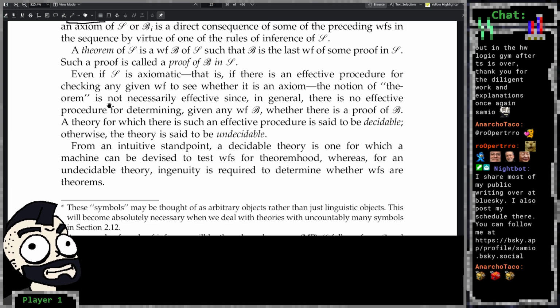Even if the system is axiomatic, that is, if there is an effective procedure for checking any given well-formed formula to see whether it is an axiom, the notion of theorem is not necessarily effective, since in general, there is no effective procedure for determining whether there is a proof of beta in the system. A theory for which there is such an effective procedure is said to be decidable. Otherwise, the theory is said to be undecidable. Again, technical terms.